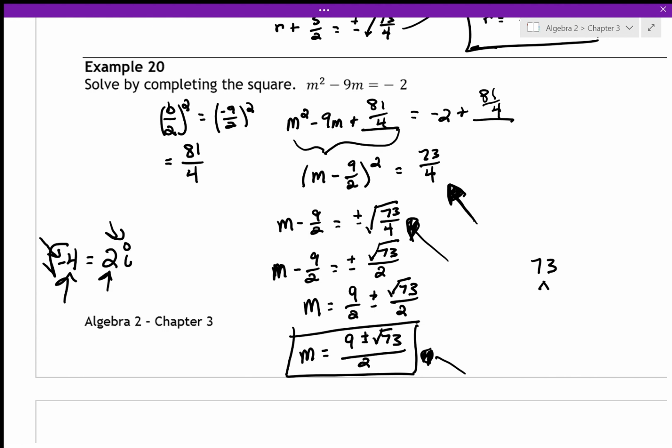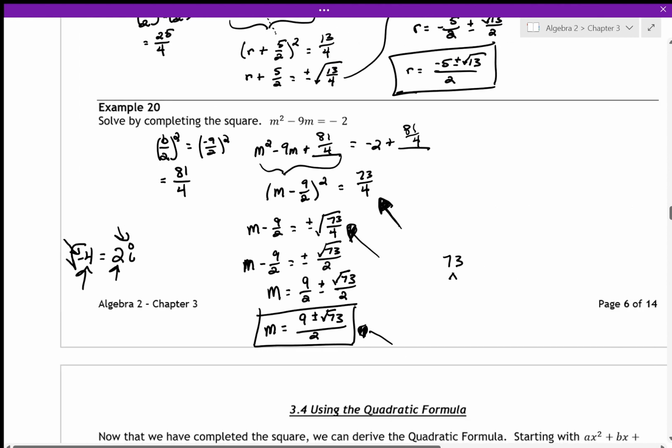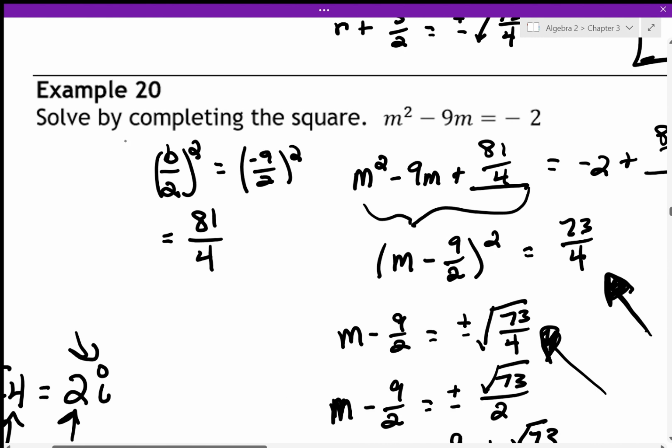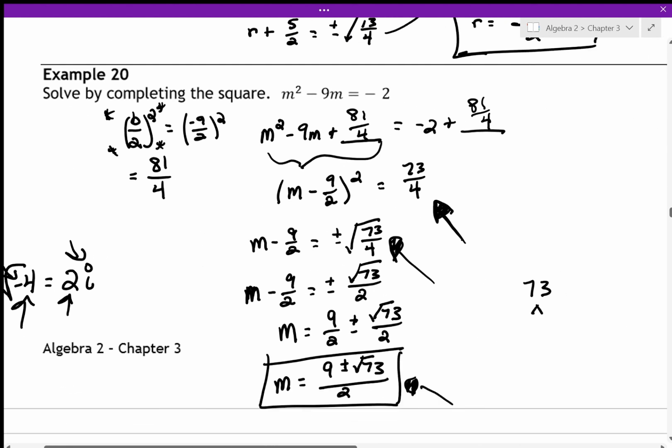All right, there is completing the square. The thing that we want to remember is the b over 2 squared, and I've got it written right there. This right there, that's probably the hardest part to remember, b over 2 squared. That's what goes in our blanks. All right, that's all.